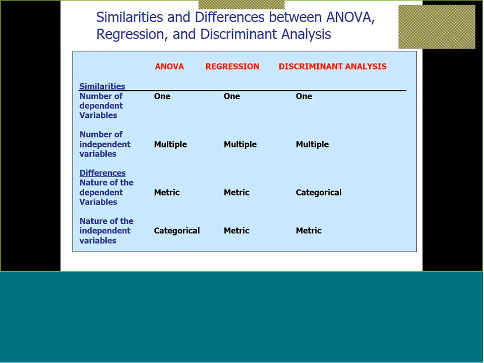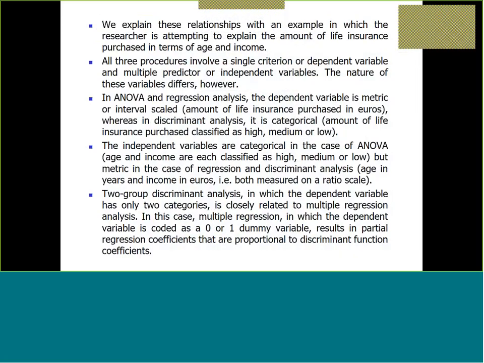So we'll explain the differences between these three by a simple example. We explain these relationships with an example in which the researcher is attempting to explain the amount of life insurance purchased in terms of age and income. So the amount of life insurance purchased is your dependent variable and age and income are your independent variables. All three procedures involve a single criterion or dependent variable and multiple predictor or independent variables. But the nature of these variables differs, however.